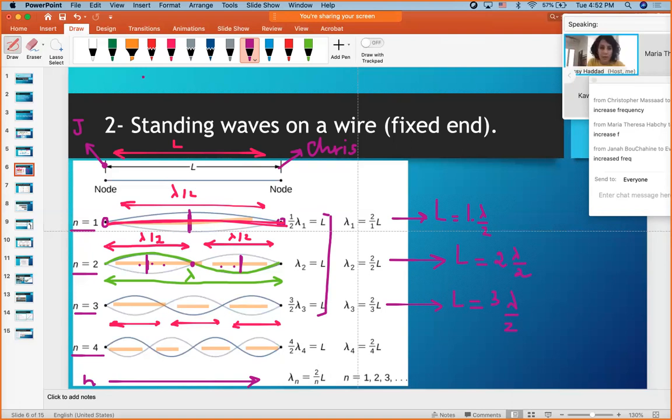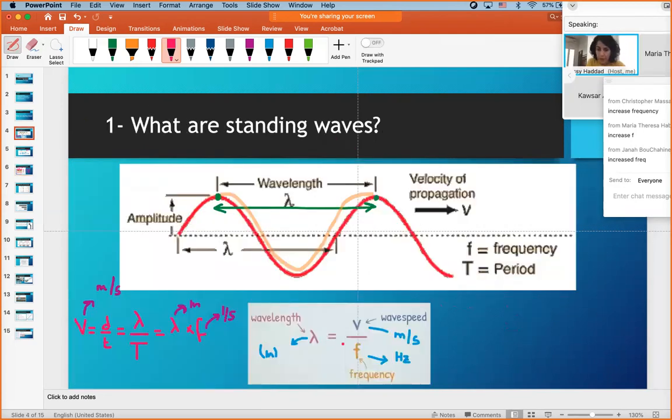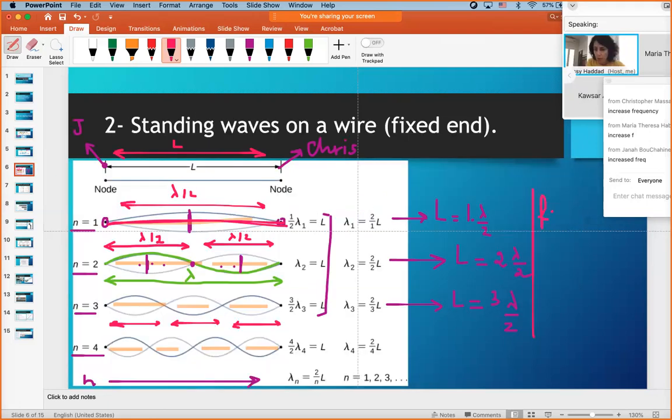Let's try to calculate the frequency. Yes, let me try green. None of the colors would actually make sense on this background. So let's find the frequency f. How do you calculate the frequency if we are given lambda? Didn't we say previously that frequency is v over lambda? So frequency is v over lambda, right?